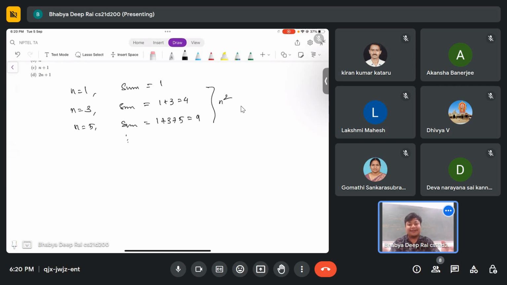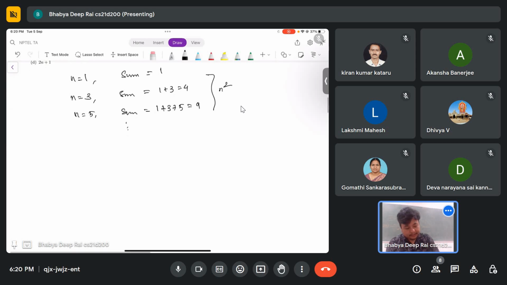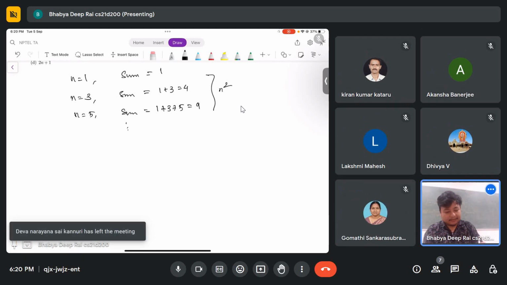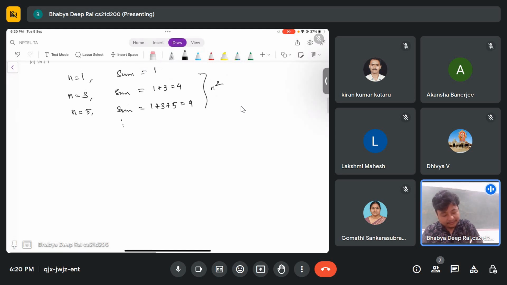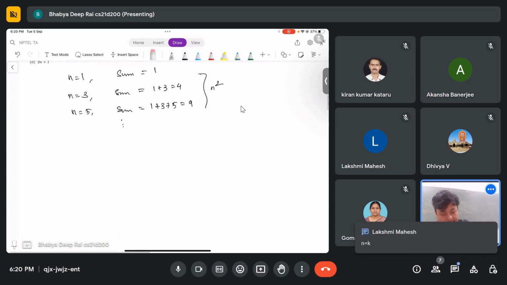But as I said before, how do you prove this for the entire sequence of odd numbers? That is something we want to know, and you can do this using induction. It's quite simple. Lakshmi says n equals k, that's right. Yes, that's the inductive step, right, Lakshmi?